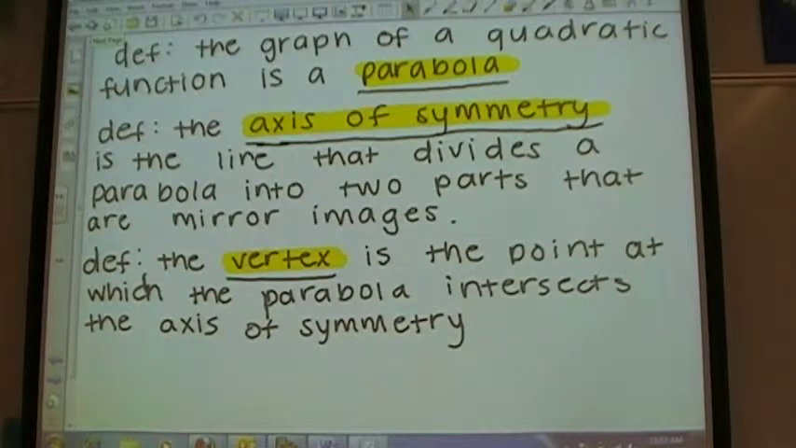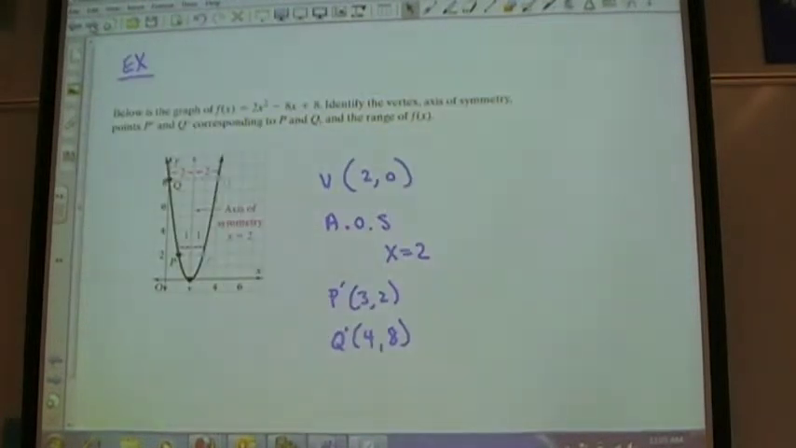Who's Fred Turner? Who's not finished? Okay, moving on to the next example. We'll come back to it.